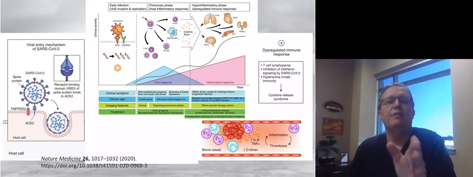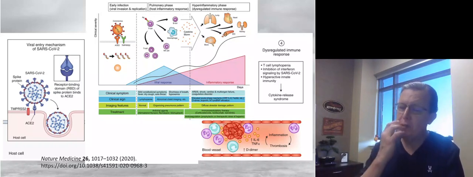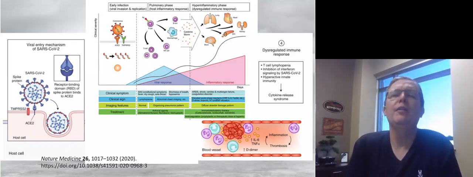And that's associated with the next picture over where you see early infection. This is the invasion and replication, and there may be symptoms, there may not. Remember, some patients go their whole course, never have symptoms, and then some people within a few days.